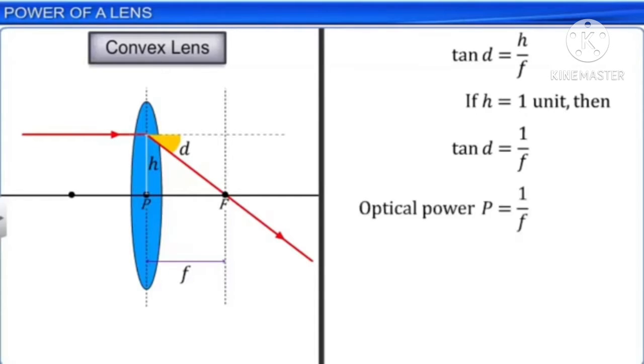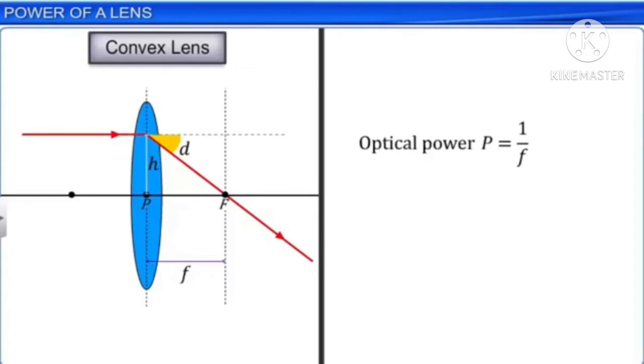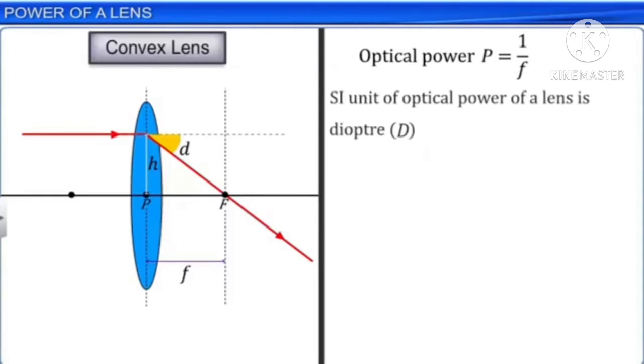The SI unit of optical power of a lens is the diopter and is indicated by D. Power of a lens is 1 diopter if its focal length is 1 meter. Power of a lens can be positive or negative.